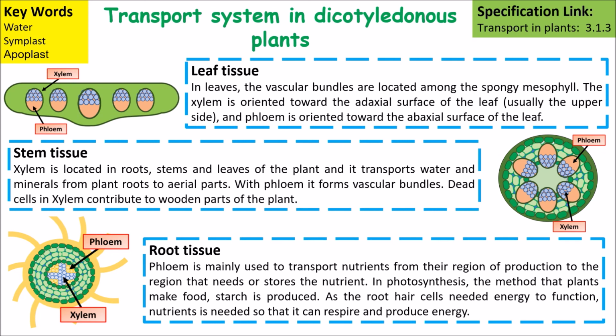And in root tissue, the phloem is mainly used to transport nutrients from a region of production to the region that needs it or stores the nutrients. So in photosynthesis, these carbohydrates are made, and are transported back down through the phloem to the roots. You can see there the arrangement of xylem in the roots in comparison to the arrangement of the phloem.